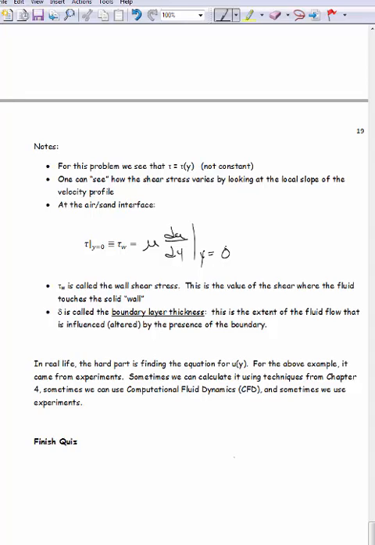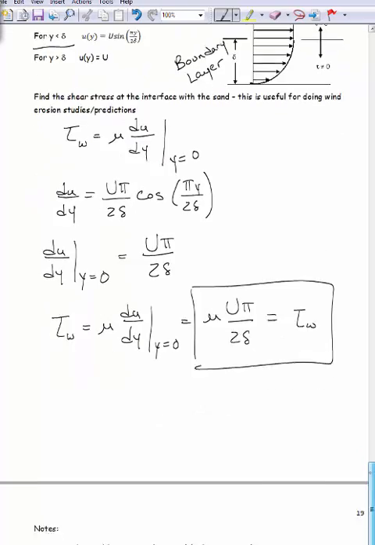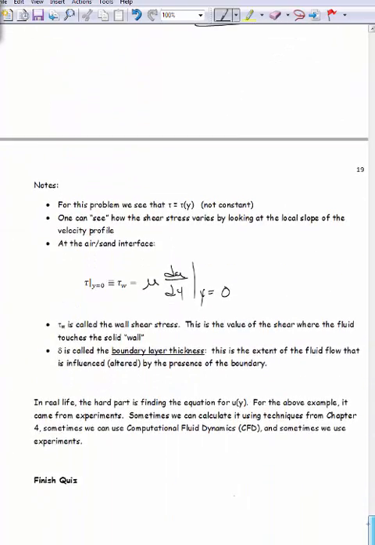And where that velocity was changing, close to the sand, that's the boundary layer. That delta is called the boundary layer thickness. That's basically where the sand is influencing the airflow. Further away, outside the boundary layer, the air doesn't even know that the sand is there. Here, for this example, we were given a velocity profile. A lot of times that's the hard thing to find, and we will have other methods to find velocity profiles. All right, so that's all I've got.